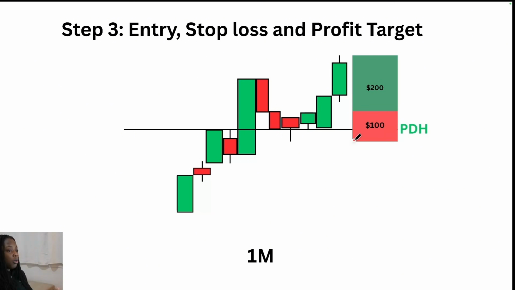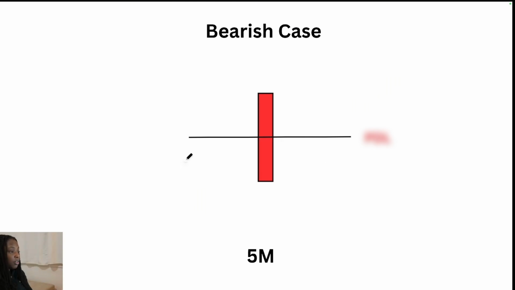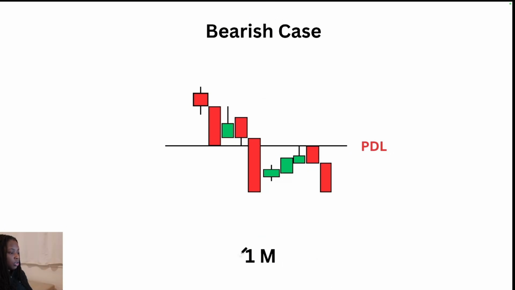As you can see, you're risking, for example, $100 here to make $200. I'm going to quickly go over a bearish example next. For a bearish case, you want price to close strongly below the previous day's low. And again, same step, wait for this close to happen on the 5-minute time frame. And then you switch to the 1-minute time frame and you look for an entry.